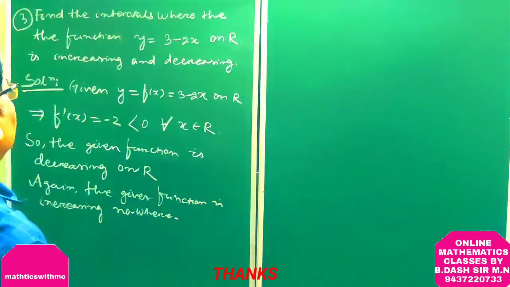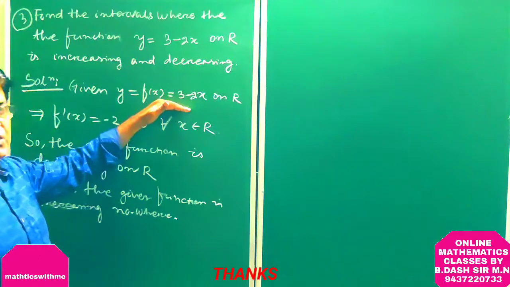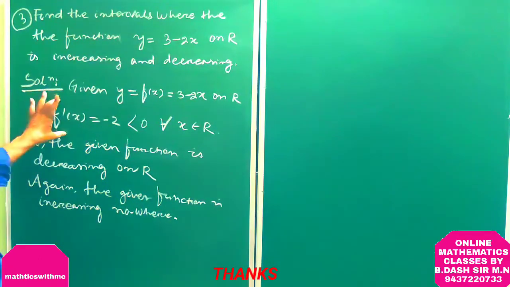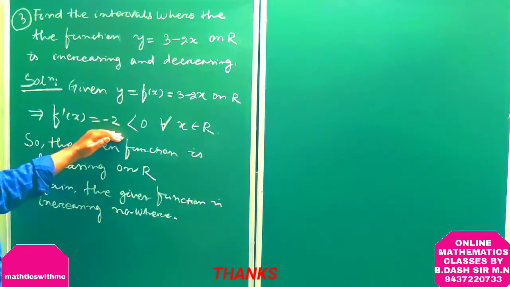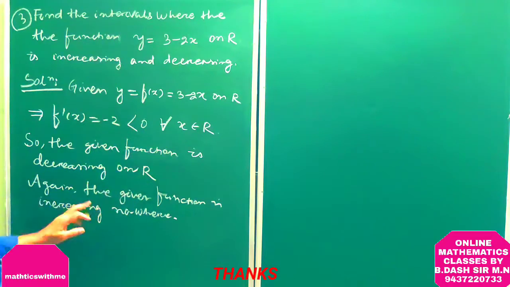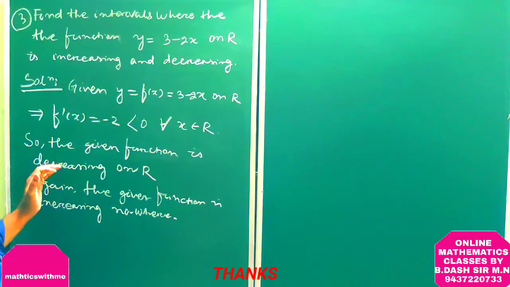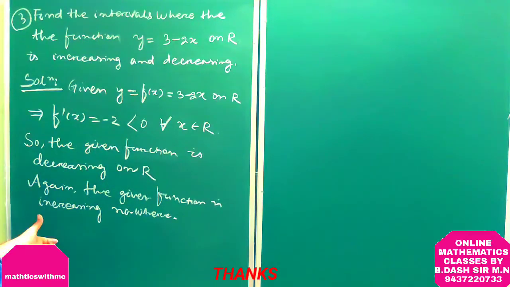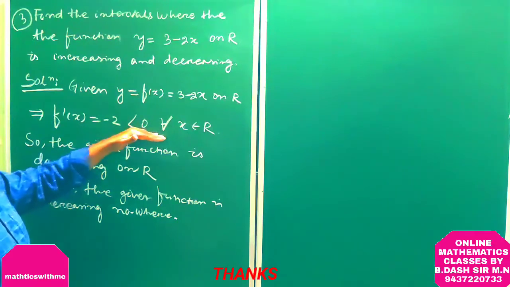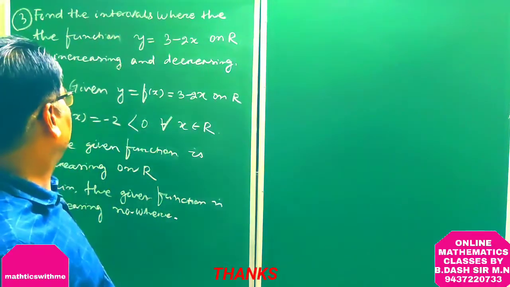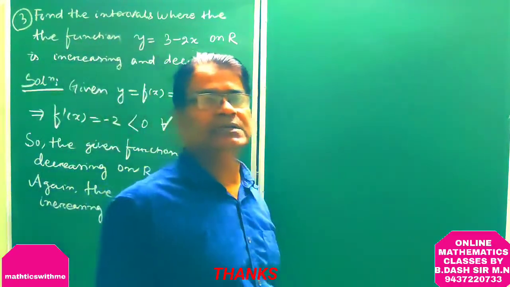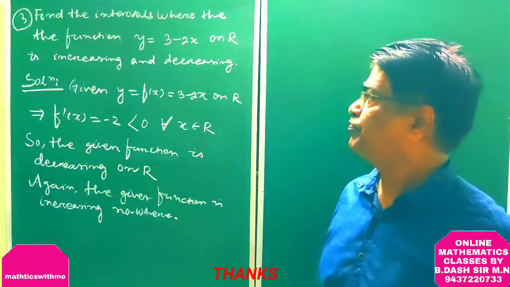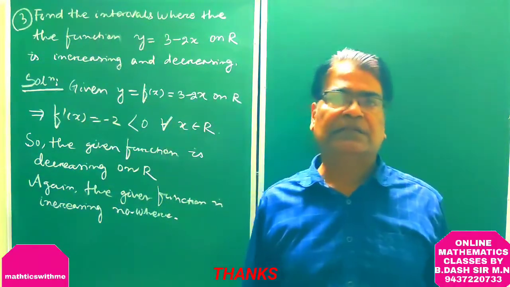Here it is given f(x) = 3 - 2x on R, f'(x) = -2 < 0 for all x belonging to R. The given function is decreasing on R because it is less than 0. And the function is increasing nowhere because for all x belonging to R, f'(x) < 0. So our third question is solved.